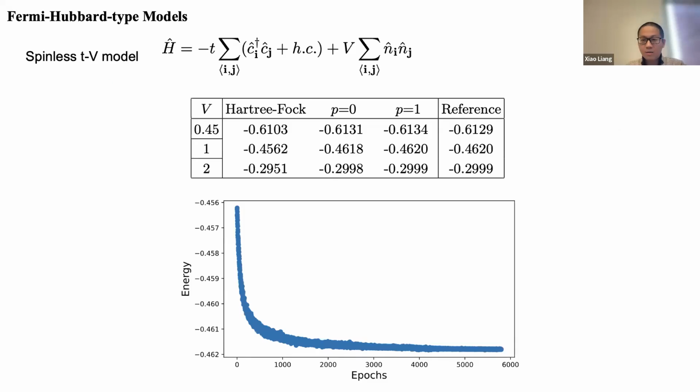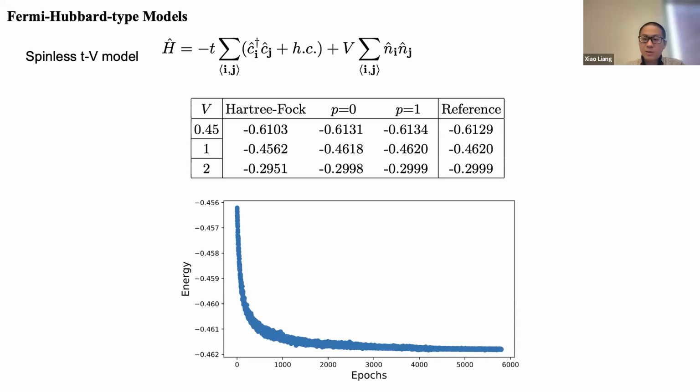Okay, so now let's look at numerical results. Firstly, we test our method on the spinless fermions t-V model. The Hamiltonian contains hopping terms and interaction terms between adjacent sites. The lattice size is 10 by 10 and the particle number is half of the site number. For the spinless case, the maximal occupation per site is 1.